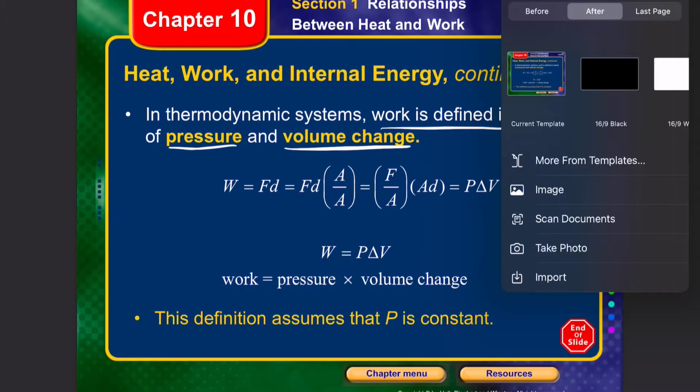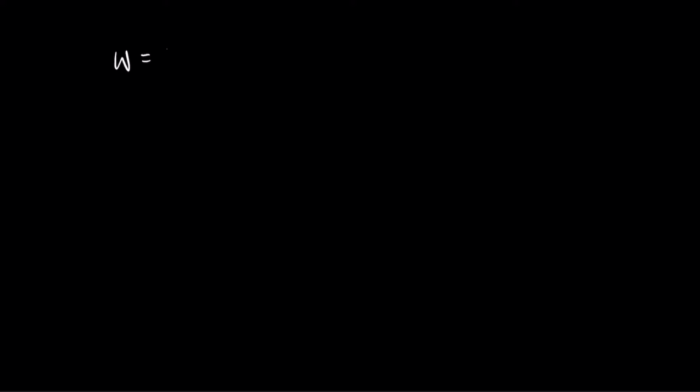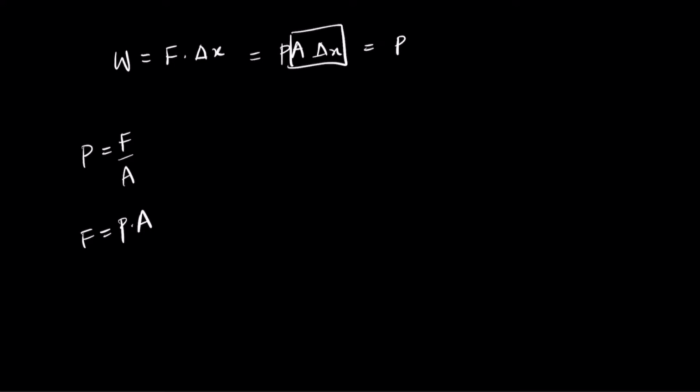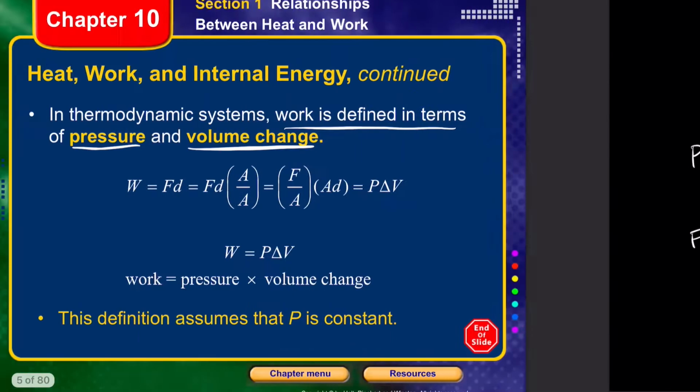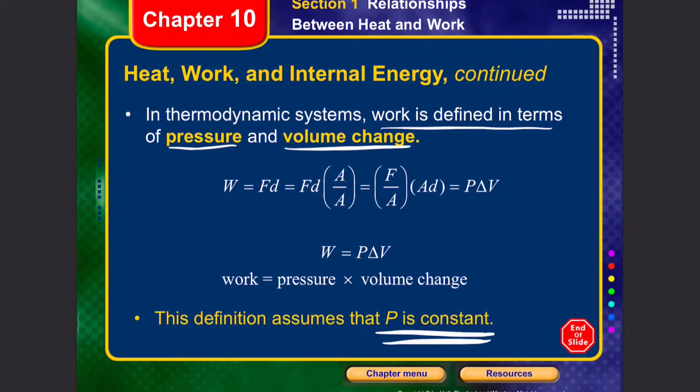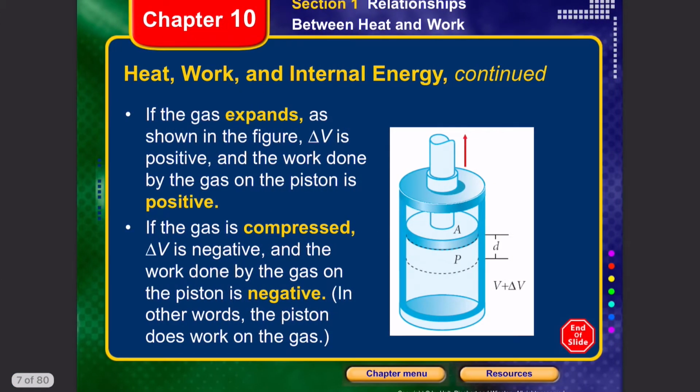Let's see how that works. We know that work is generally force times displacement, and that pressure is force over area. So force can be written as pressure times area, and work can be written as pressure times area times delta x. Now we have area and distance, and area times distance is volume. From this we can write that work is pressure times change in volume. Here we consider that pressure is constant, so this is work done under constant pressure. Remember this, that we are considering the work done here under constant pressure.